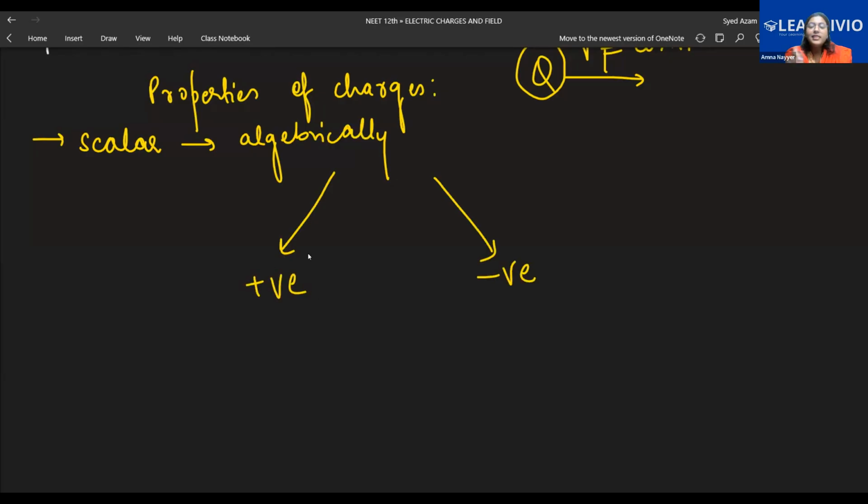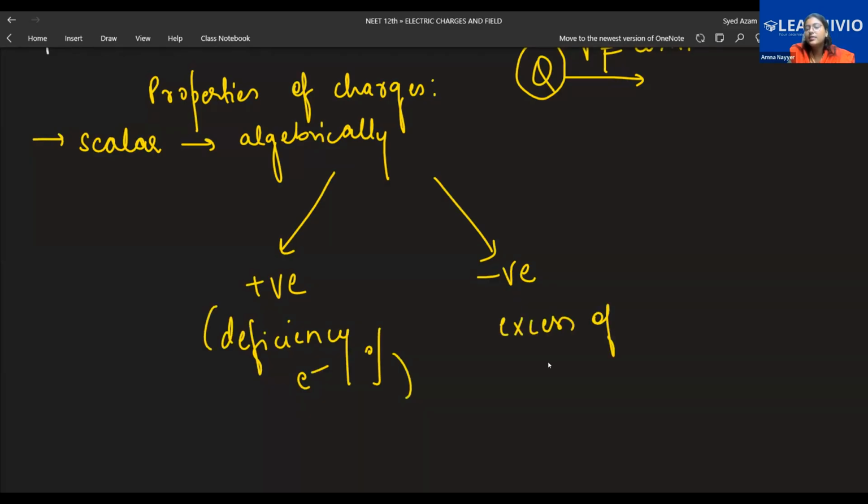Positive doesn't mean it has excess of protons. It means there is a deficiency of electrons. But when we talk about negative charge, it means it has excess of electrons. That's why a body is negatively charged. Negative is quite easy to understand, but for positive, you should have it in your mind that it's the deficiency of electrons which is creating this positive charge.